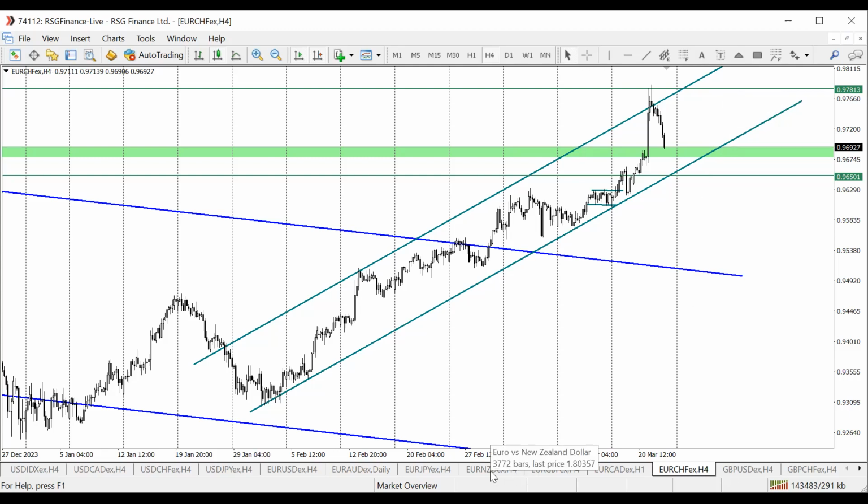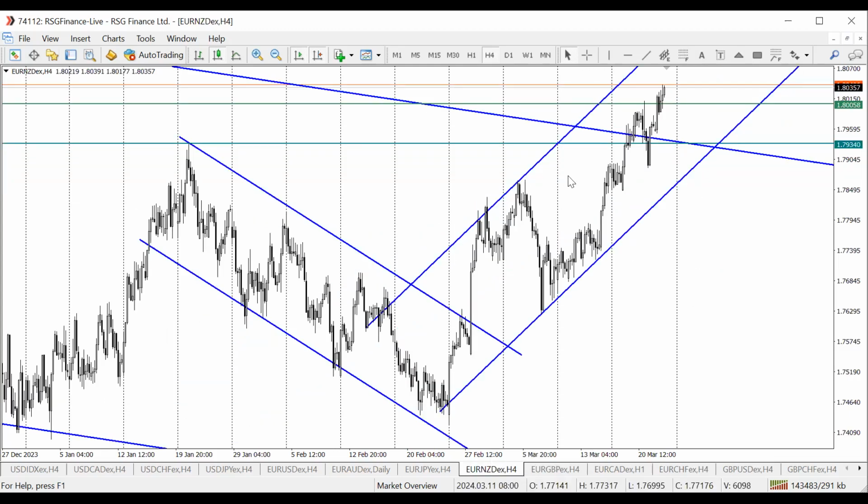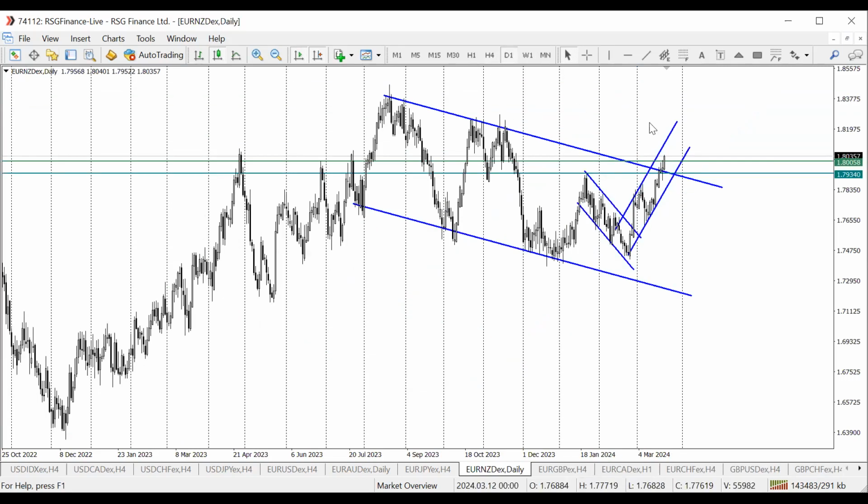And the last pair for today, EURNZD. It was a trade from last week again. We smashed all targets. First target started from here. We smashed 66, and then the second target 136 pips. So this was a fantastic trade from last week. Let's look at it from the bigger picture.